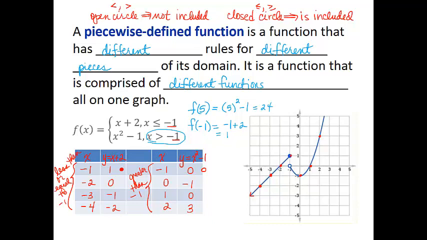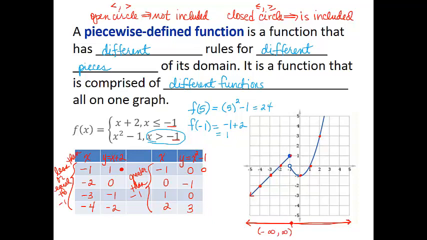Now if we think about what's the domain and range, the domain, the left piece goes all the way from negative infinity up to negative 1. It includes negative 1. The second piece starts at negative 1 with an open circle, but then goes all the way to the right. But because negative 1 is included, I don't have to make a separation in my domain. My domain is all real numbers.